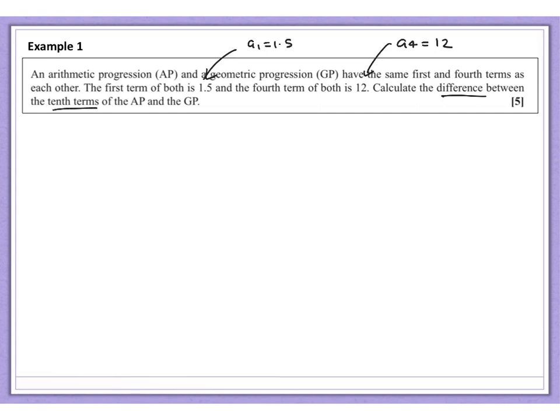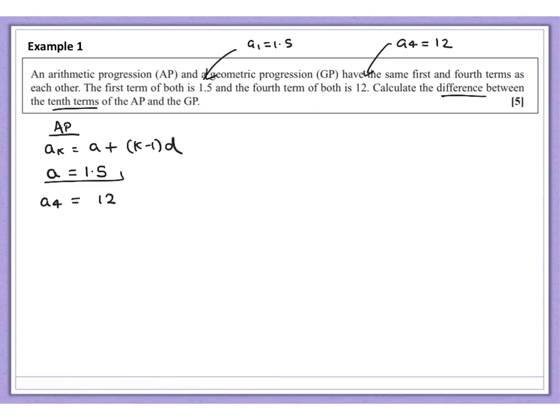So it looks like we're going to have to find out some more information, the common difference most likely for the AP and the common ratio for the GP. So let's start with the arithmetic progression. Now we know that a_k, any term, is equal to a plus (k minus 1) multiplied by d. So we know that a is equal to 1.5, and we know that a4 is equal to 12.